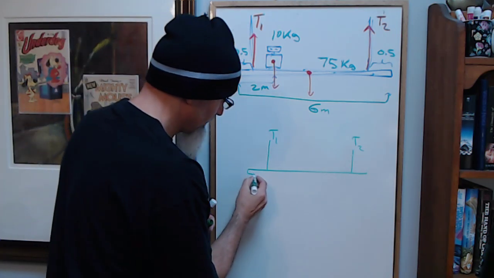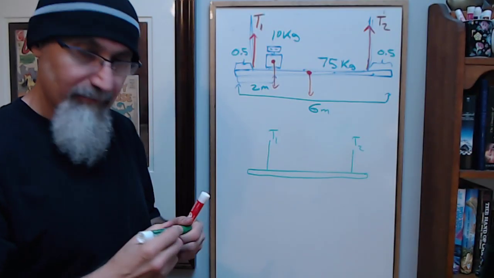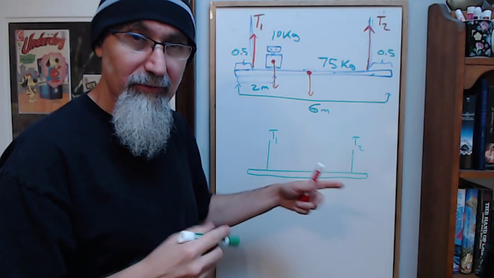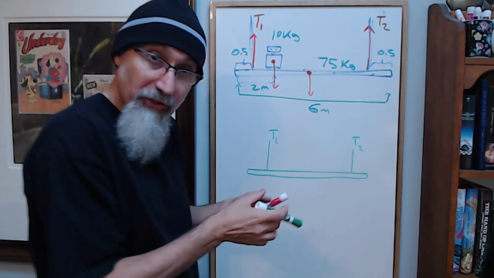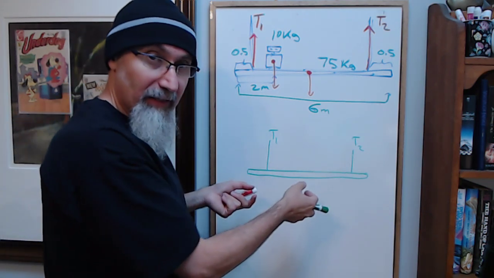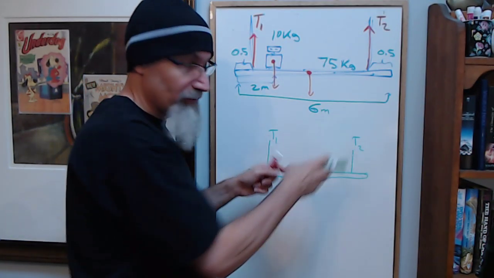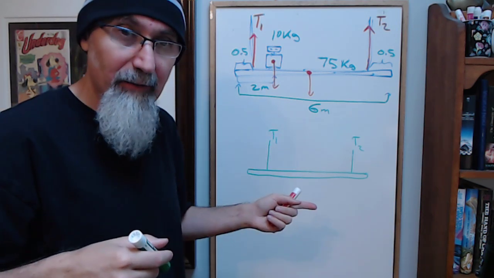If this is a plank, T1 and T2 would be equal. If this is a homogeneous plank, that it's not heavier on one side or anything, these two would bear the same amount of weight to hold this guy up.